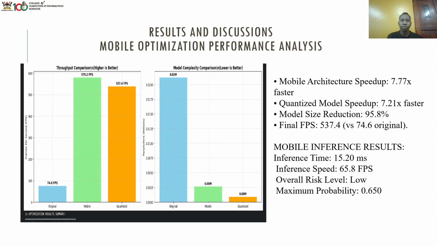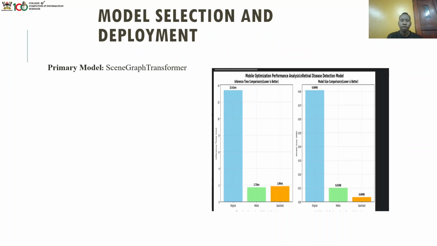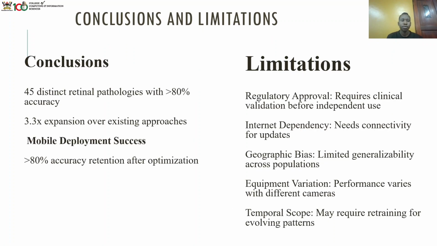Results and discussions, mobile optimization performance analysis, where the mobile architecture speed up was 7.7 times faster, and also the inference results, whereby the inference time was 15.20 milliseconds. So the primary model was the scene graph transformer, and the conclusions is we have 45 distinct retinal pathologies with greater than 80% accuracy, and also 3.3 times expansion over existing approaches. So that has been our conclusion, and greater than 80% accuracy retention after optimization.